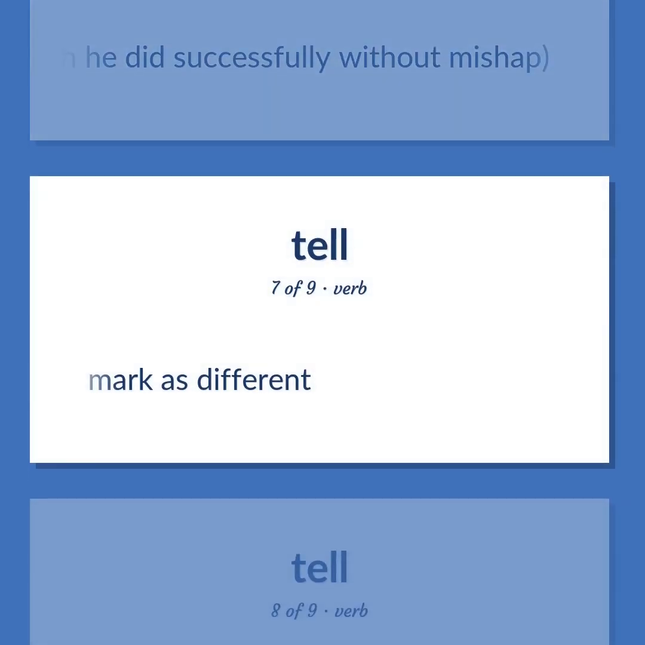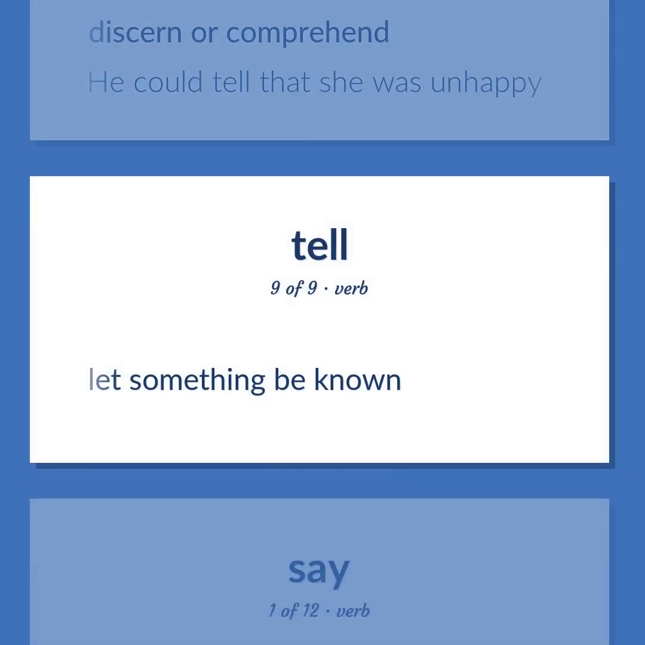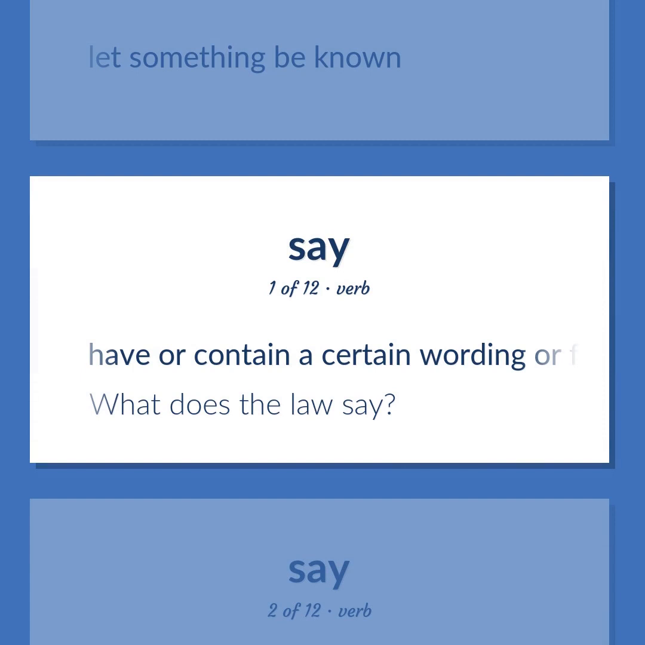Mark as different. Discern or comprehend. He could tell that she was unhappy. Let something be known. Have or contain a certain wording or form. What does the law say?